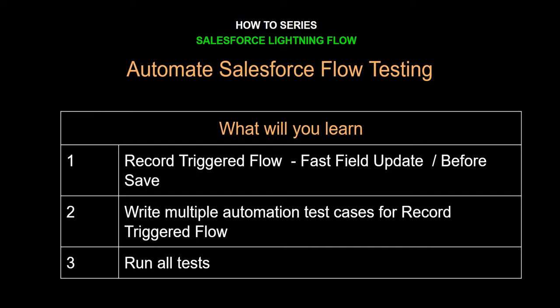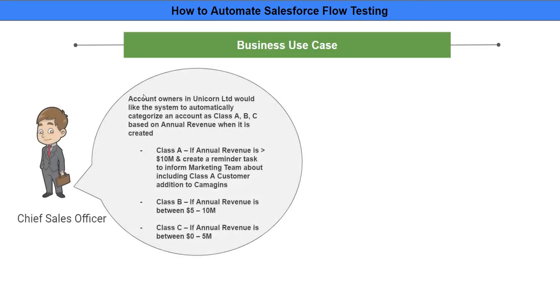Let's begin with the business use case. We have a business use case from Unicorn Limited account owners. They wanted the system to automatically update a customer's category, or an account category, based on the account annual revenue. We have three options. If the account revenue is greater than 10 million, we will categorize that account as Class A, larger enterprise customers, and Class B, mid-size customers, if the revenue is 5 to 10 million. Anything less than 5 million, we will just categorize those customers as Class C customers.